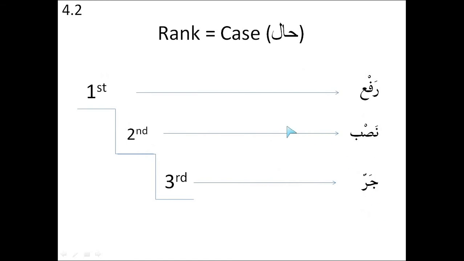We said the equivalent of first place, second place or third place in nouns or words which we are studying here in chapter 4 are rafa', nasb, jar. So rafa' is equivalent to the first place, nasb is equivalent to second, and jar is equivalent to third.